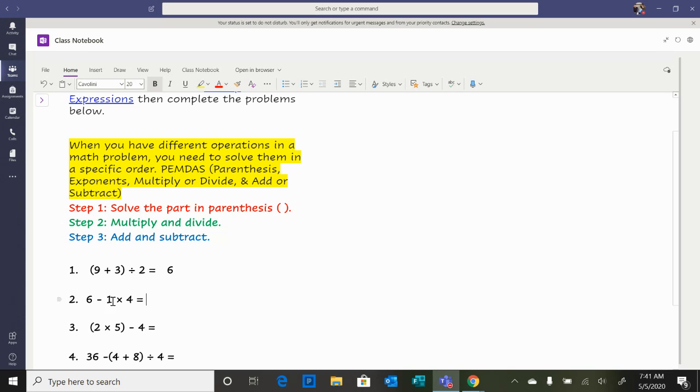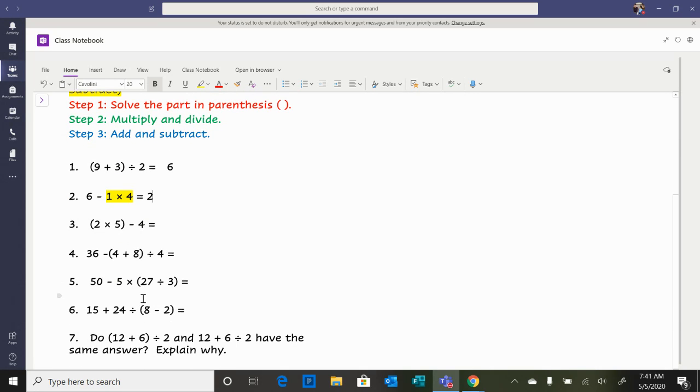Multiply and divide. Oh my goodness. Look at that. 1 times 4. Now, I can't just pick and choose whatever I want and multiply 4 by 6. No, I have to do the number that's next to it. 1 times 4 is 4. Now I subtract. So now we have 6 minus 4, and that would be 2.